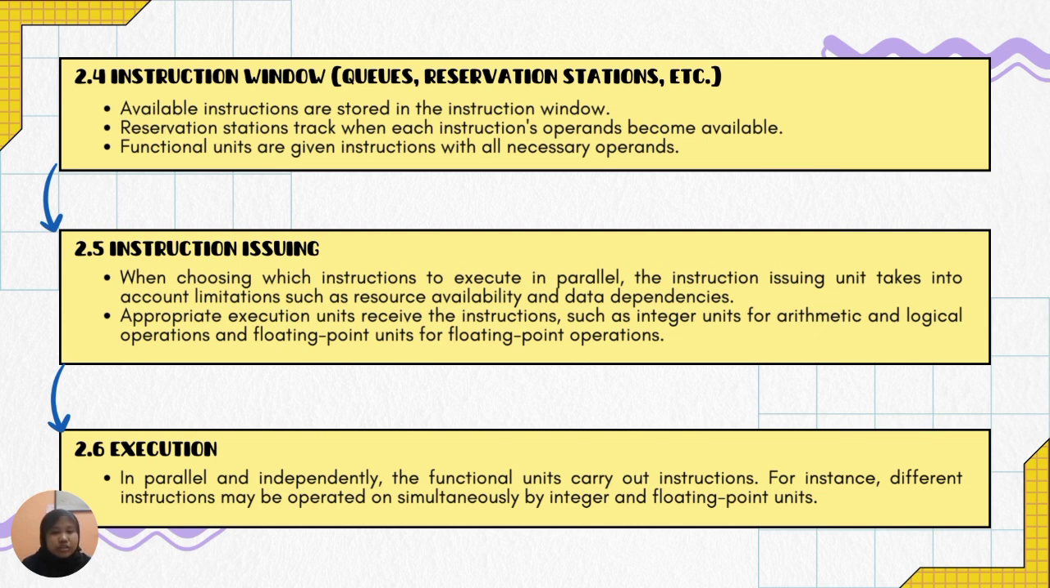When choosing which instructions to execute in parallel, the instruction issue unit takes into account limitations such as resource availability and data dependency. Execution units receive the instructions, such as integer units for arithmetic and logical operations, and floating point units for floating point operations. In parallel execution, the functional units carry out instructions independently. For instance, different instructions may be operated on simultaneously by integer and floating point units.